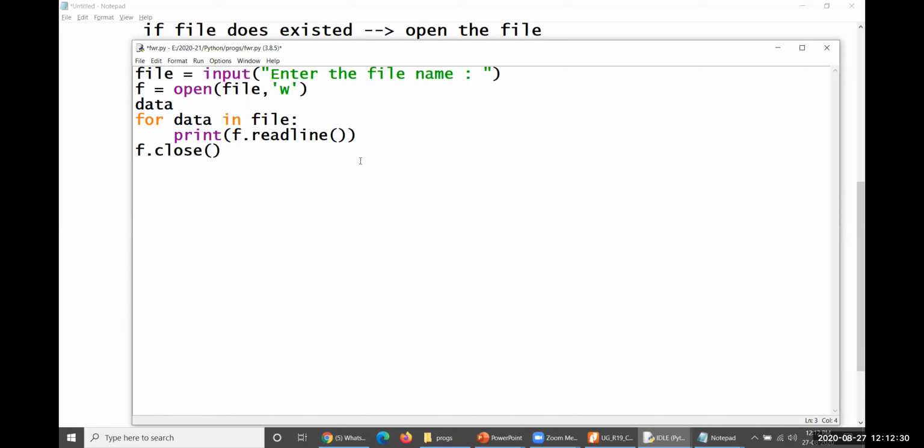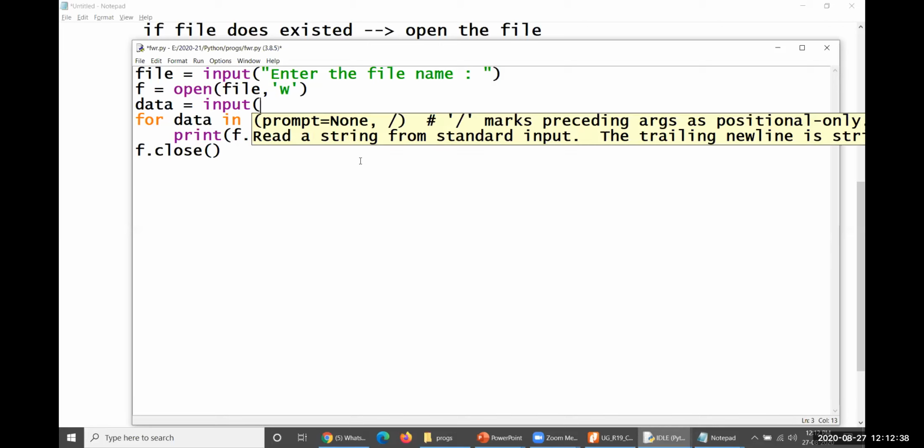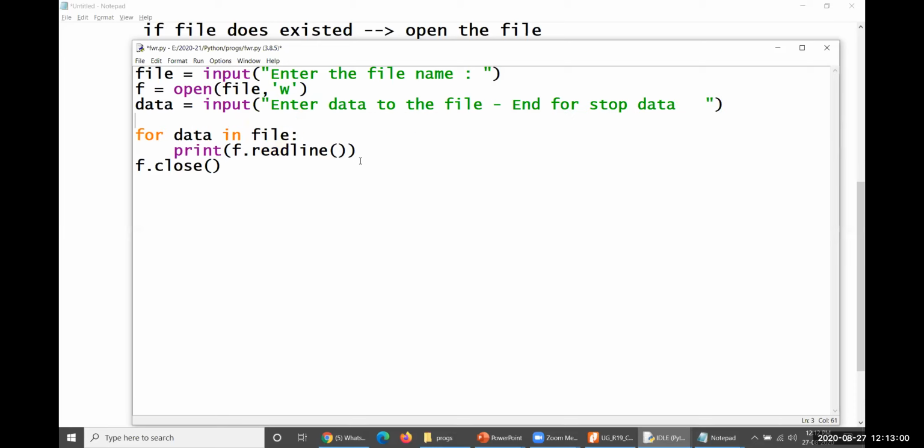So let me say data will be equal to input: enter data to the file, followed by END to stop. Okay, END to stop the data. You can take anything, whatever it may be. After this one, what are we supposed to do? While data dot upper. We don't know how the user could enter it: capital END, all caps, or all lowercase letters. So that is why we'd like to check it out. Convert that END into uppercase, not equal to this particular character END.